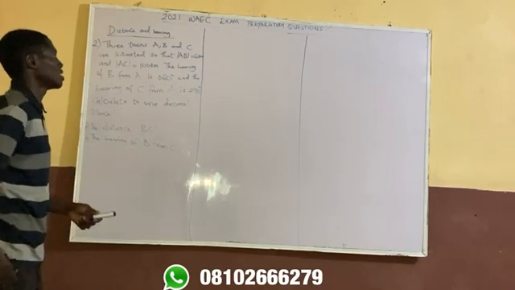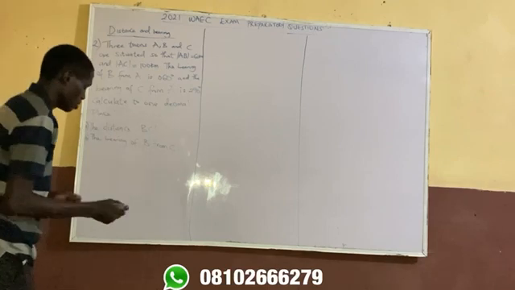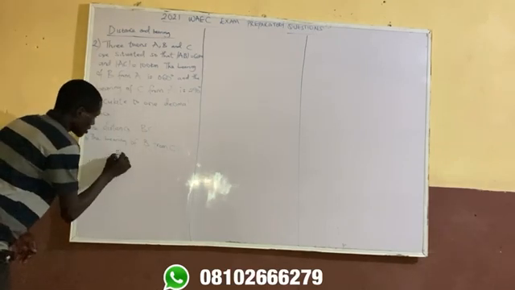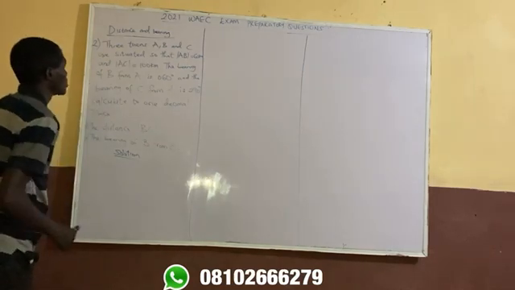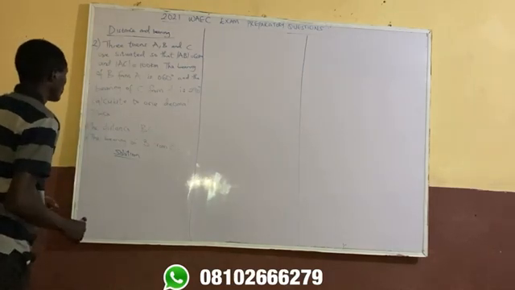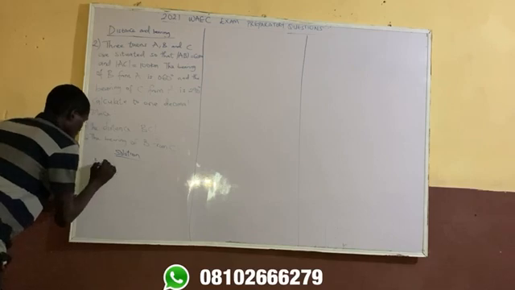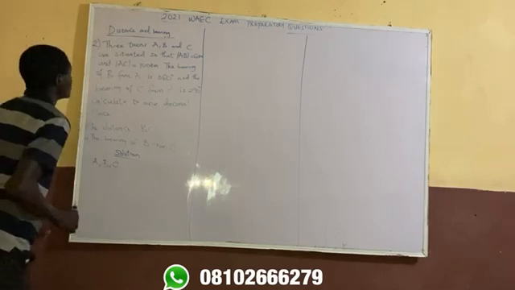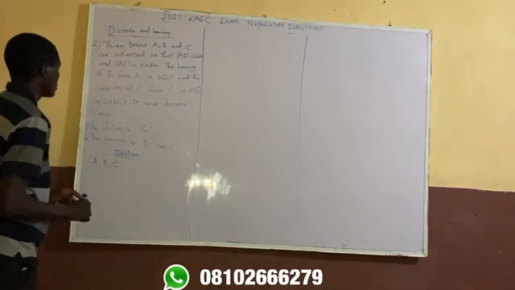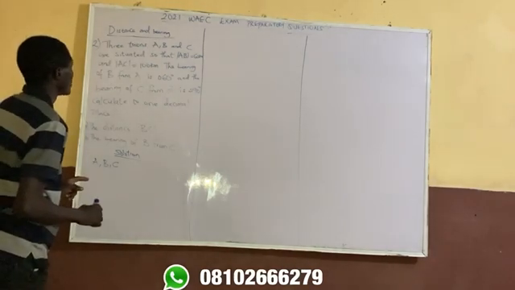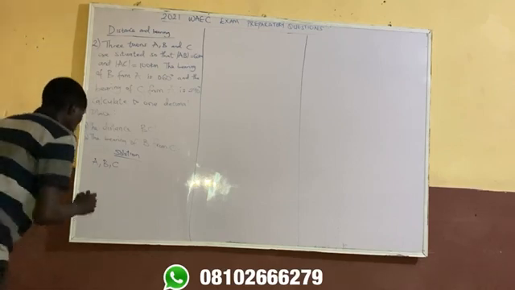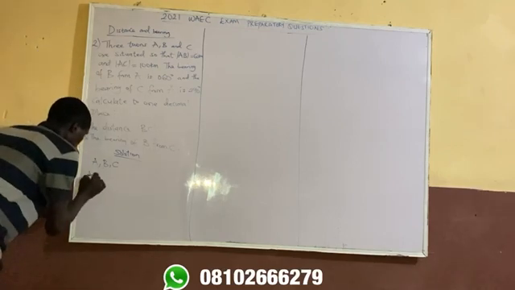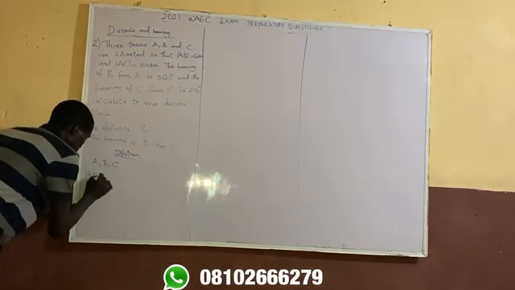Now the first thing here is, as always, to align the parameters, the information given in the question. We have three points, A, B, and C. That is the location of points A, B, and C.